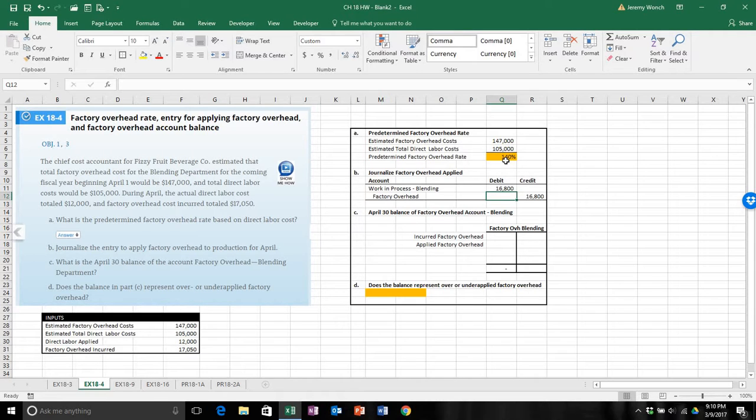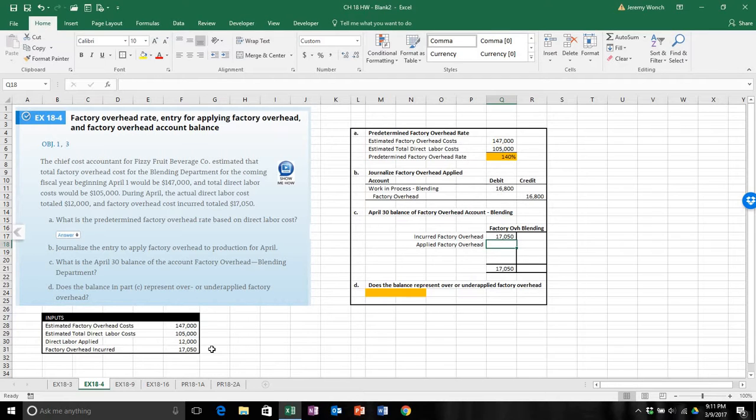Part C, it wants us to figure out what's going to be the balance in our factory overhead account. As we went through the month, we increased the factory overhead account by what was actually incurred, so the checks that we actually wrote. And in this case, it's going to be $17,050.